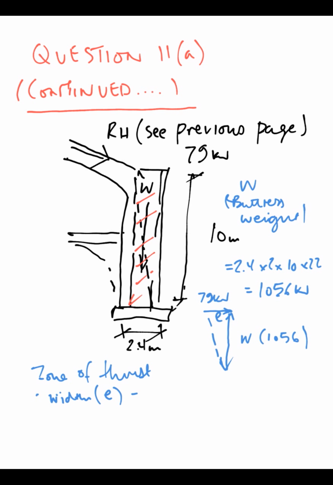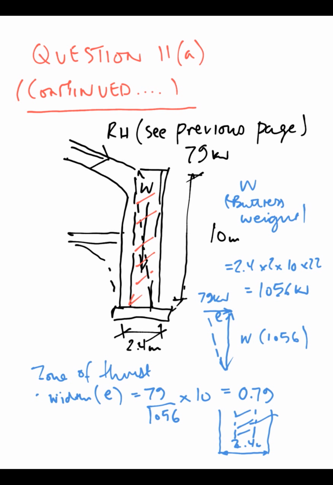So by the same ratio we can work out what the width, if you like, of thrust is, within which zone, which is 79 divided by 1056 times 10, which gives 0.79 metres. And let's just draw a quick elevation on the buttress, and we split this into three. So the middle third of the buttress is where we're looking for the forces to act within. The middle third is given by 2.4 over 3, which is 0.8 metres.